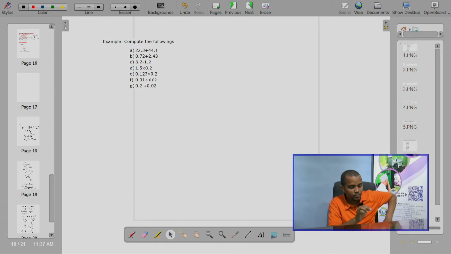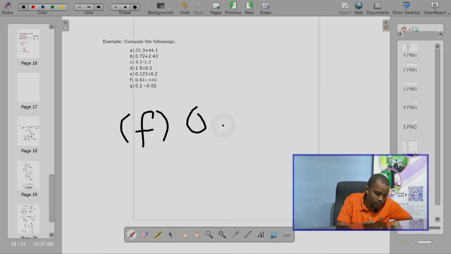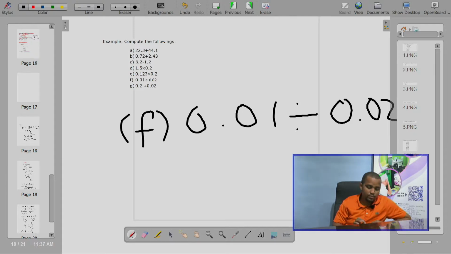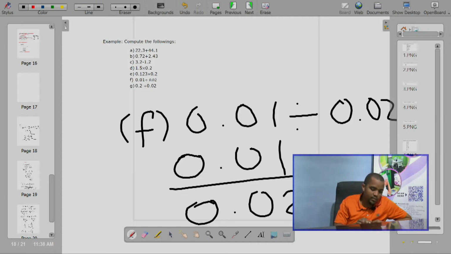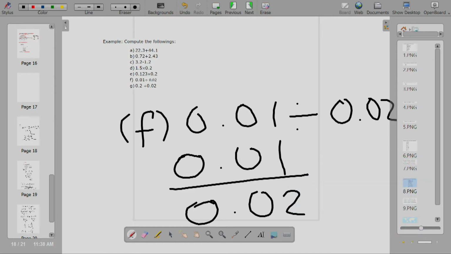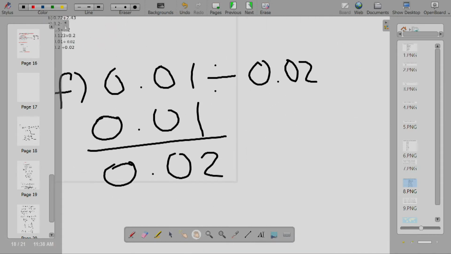Part F, we are required to divide 0.01 by 0.02. So how can we divide these two decimals? These two decimals can be divided as follows.